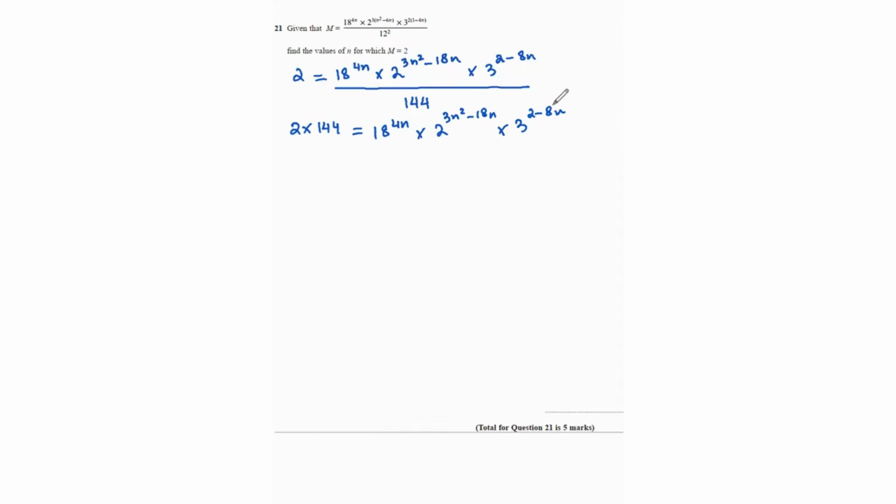Like I said before, we need to convert them into similar bases. So we can rewrite 18 as 9 times 2, and 9 is 3 squared. So basically 3 squared times 2, whole power 4n, times 2 to the power of 3n squared minus 18n times 3 to the power of 2 minus 8n. Distribute the power like we did in the first question. So that's 3 squared times 4n times 2 to the power of 4n. And everything else comes as it is right now.